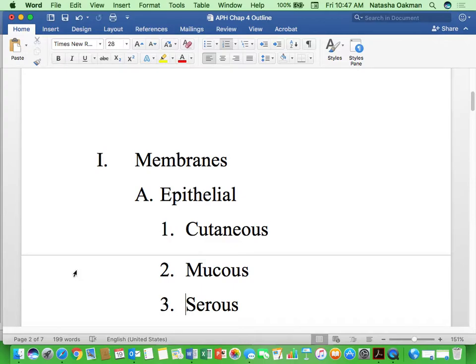Serosa always come in pairs. And we'll see these periodically throughout the year with different organs. So, for instance, your lungs. There is a layer of serosa that surrounds the lungs, that lays tight on the lungs. But then there is another layer that's tight to the body cavity. And in between those two layers is fluid.